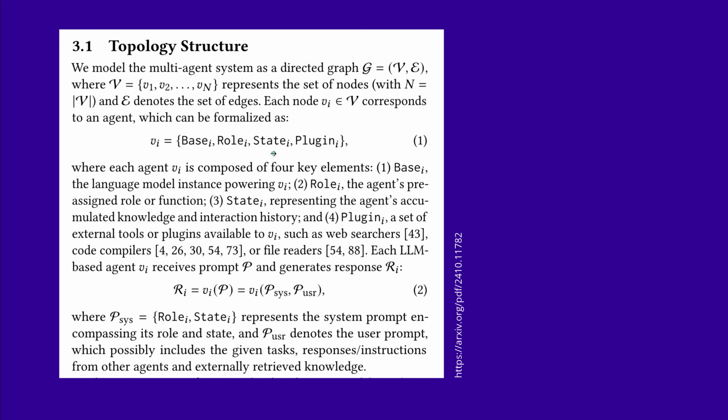Important is the state for each node. This represents the agent's accumulated knowledge and a complete interaction history for this particular agent. And plugins, you know them, all the external tools, all the function calling, everything that is available: web search, code compiler, file read, SQL, whatever you have. And then it is easy, no? Then we start to play with this system.